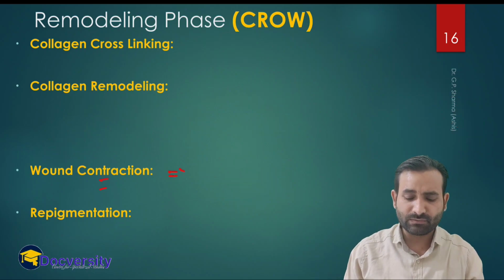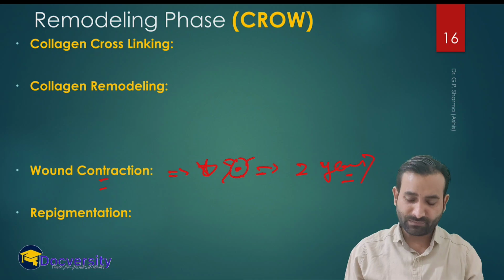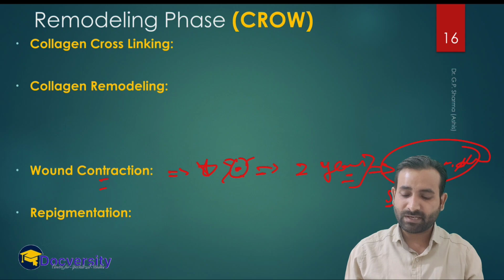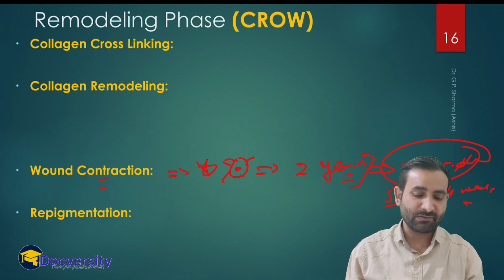Wound contraction continues. The fibroblast, and then we have the myofibroblast. They continue for the wound contraction. This continues up to 2 years. And we already discussed when this wound contraction becomes maximum. This becomes maximum at 5 to 15 days, and then 50% of the wound size decreases by the 4th week, that we discussed already, right?